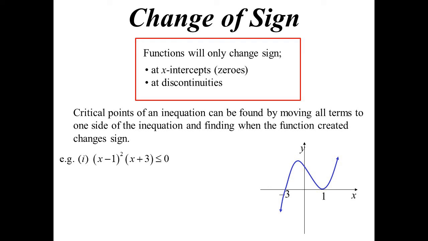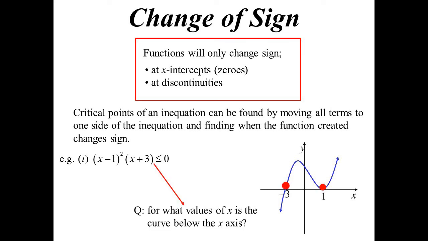Because just like the quadratic inequality, I'm just saying to myself, when is this curve less than or equal to 0? And so I can read off the graph, well, there's the 2 points where it's equal to 0, and the only other time is on the left-hand side of negative 3. So the solution to this would be x is less than or equal to negative 3, or the single point of x equals 1 would be another possibility.